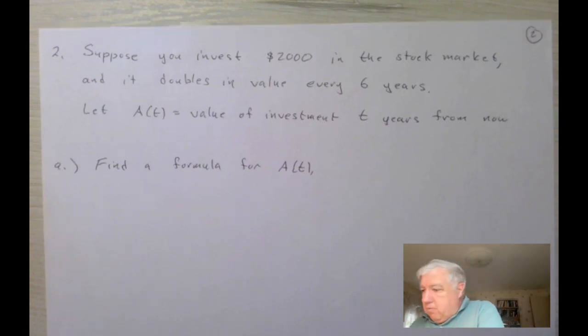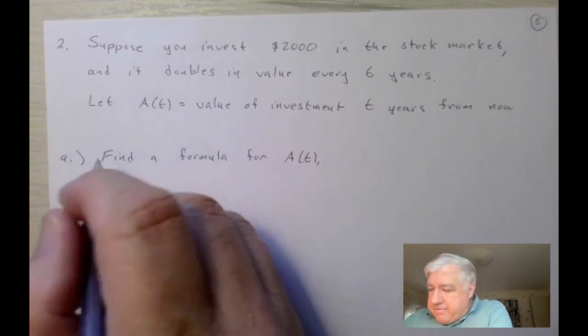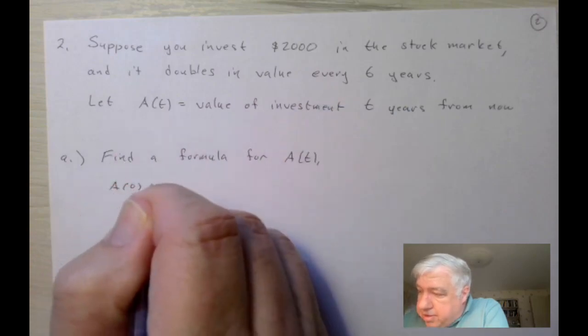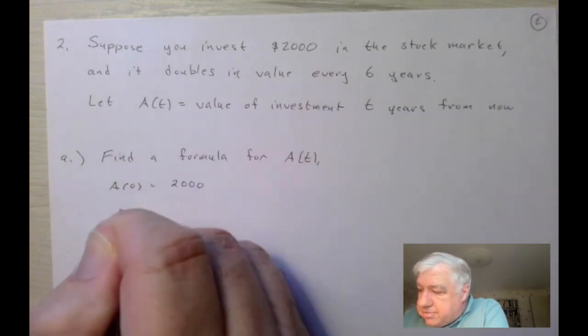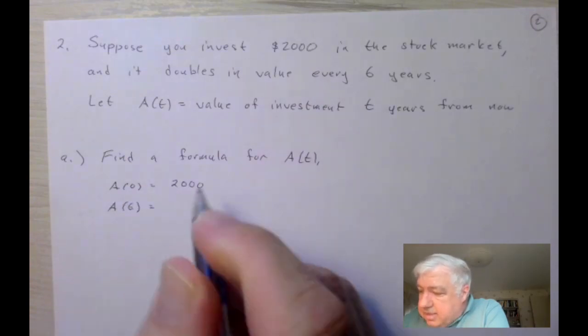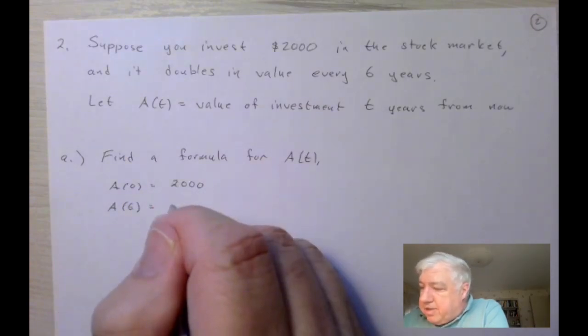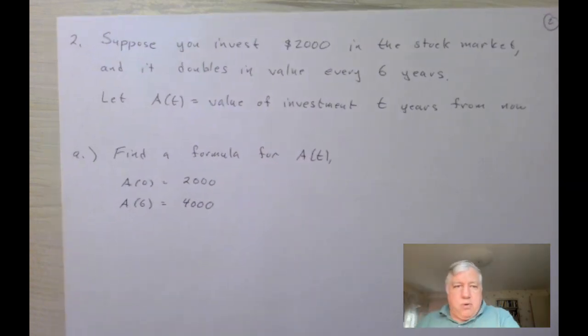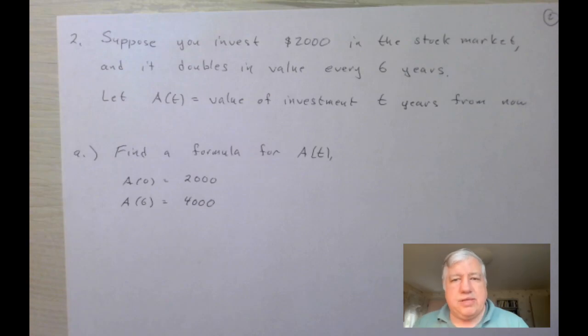Well, once again, we can see the pattern. So A of 0 initially is 2,000. We can say A of 6 is double that, so that would be 2 times 2,000, which is 4,000. Now, we can't really plug in any other numbers because right now we don't have any other data.